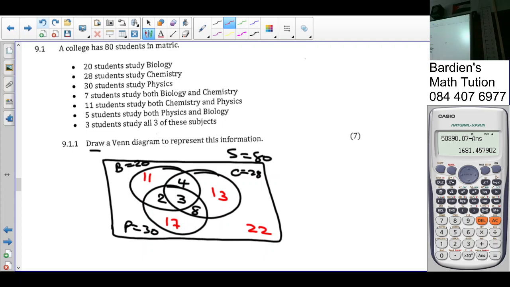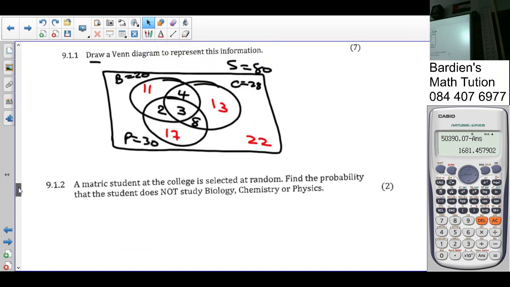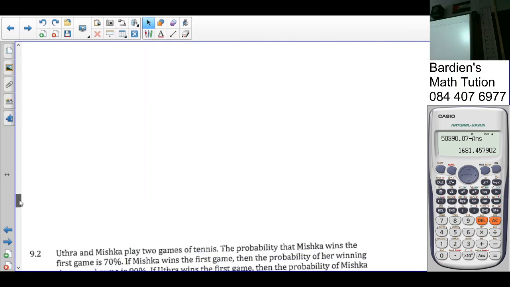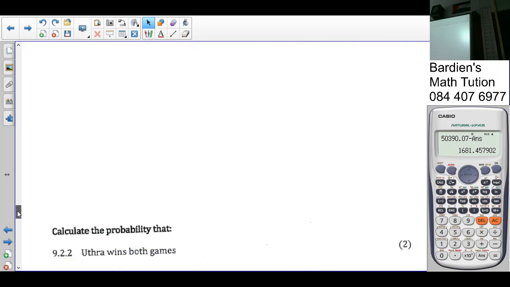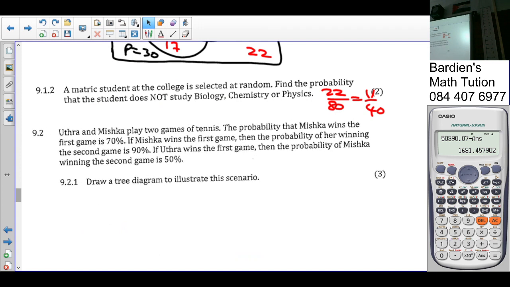Okay. Let's answer the questions. So, in 9.1.2, they say a matric student at the college is selected at random. Find the probability that the student does not study biology, chemistry or physics. Doesn't study any of these. So it's going to be 22 out of 80, which is 11 out of 40. You all okay with that? Next question.